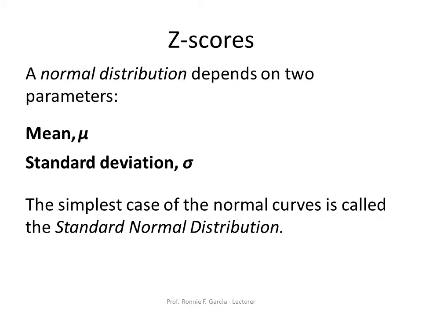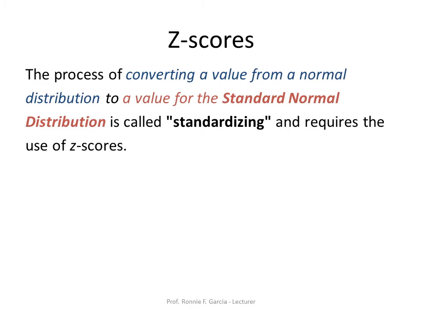So we are going to standardize all of our data sets which are normally distributed and transform them into a one size fits all normal curve that is good for all of these kinds of distribution. So the process of transforming all of those data sets which are normally distributed to a standard normal distribution is what we call standardizing.